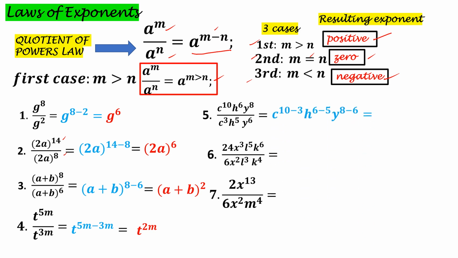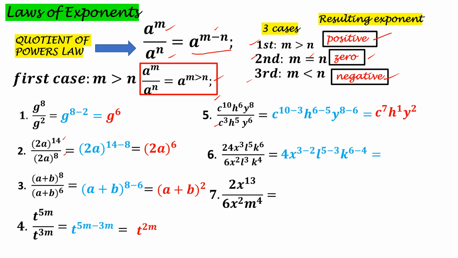Well, number 5, as I have seen, the c there is common. So the c is common. So 10 minus 3, then 6 minus 5, and then 8 minus 6. Then it gives you the simplified form c to the 7, h to the 1, or it could be the 1 is not written, then y to the power of 2.